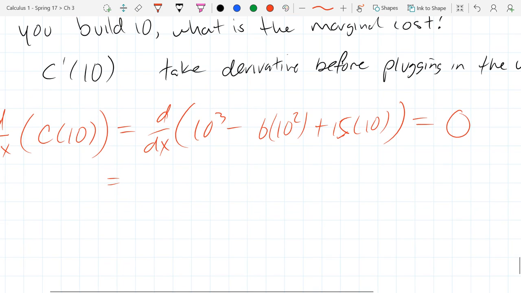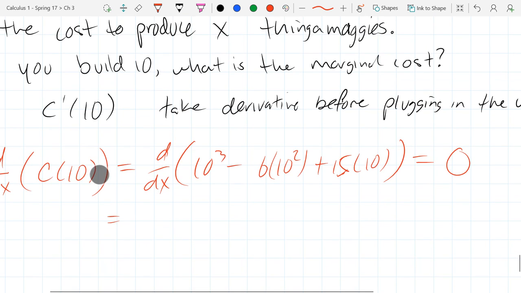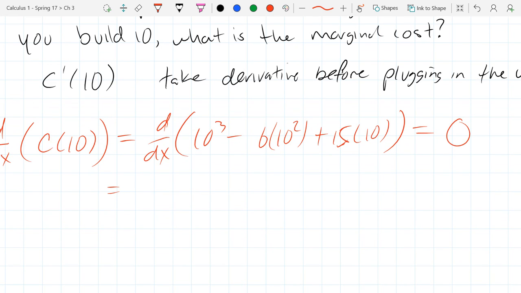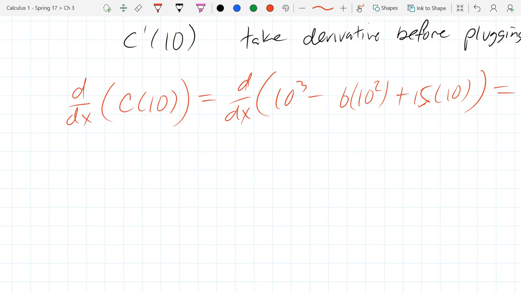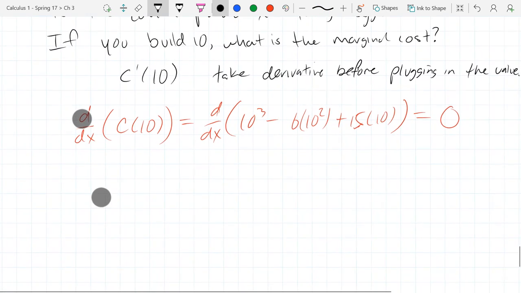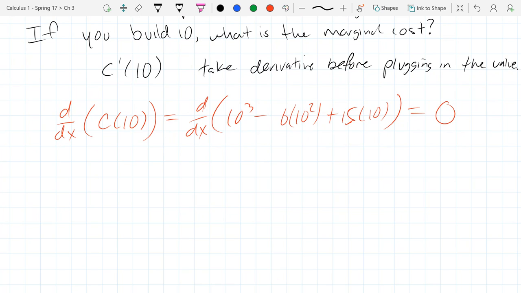The only function that has 0 derivative everywhere is a horizontal line. That's the only function that you would expect to have a 0 derivative. A function actually has a slope 0 everywhere. That's a horizontal line. So you'll get 0 if you plug in your value first. So that's what not to do. Now, I do want to know C of 10, so let's go ahead and actually figure out C of 10. It's not going to relate to the cost to build one more, but we do want to find C of 10 later on.